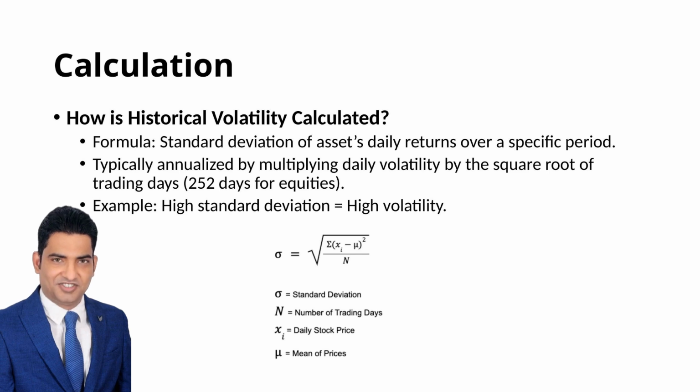How do we calculate historical volatility? It's based on the standard deviation of the asset's daily returns over a given time frame. This value is then annualized by multiplying it by the square root of the number of trading days in a year, typically 252 for equities. Simply put, higher standard deviation means higher historical volatility.